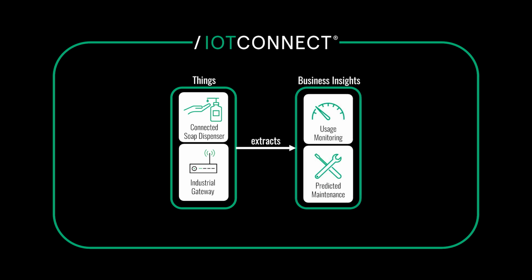So for example, in that connected soap dispenser, maybe we want to look at usage monitoring. How much soap is being used, or do we need to send someone out to refill the container? Similarly, with that industrial gateway, we might look at something in a factory and ask, are any of the devices running particularly hot? Do we feel there's a chance they might break down, and do we need to send someone out to do predictive maintenance on them to make sure we don't go down at any point?